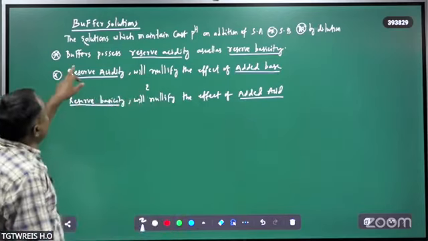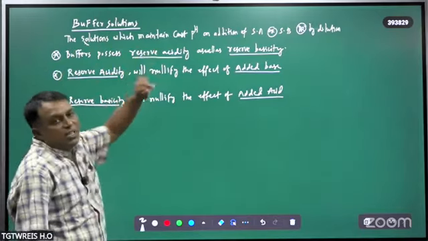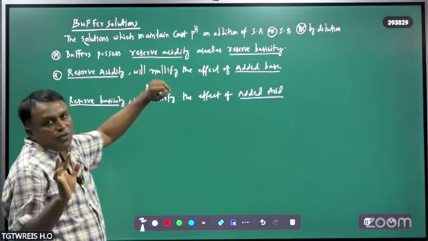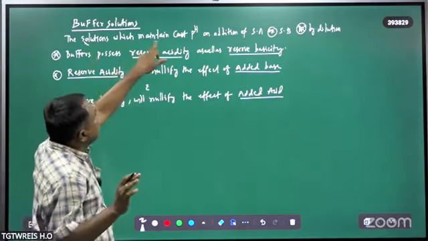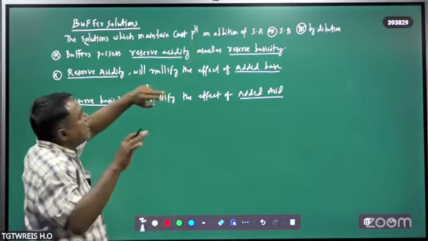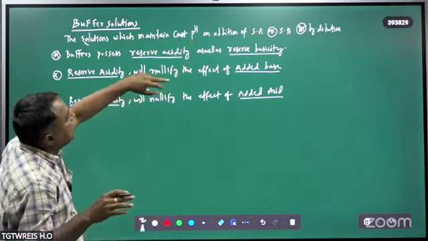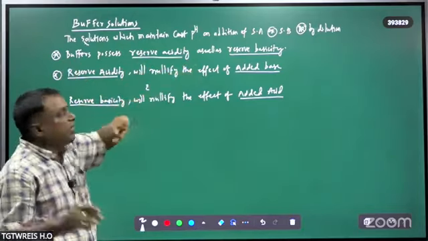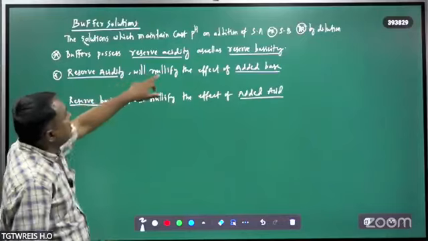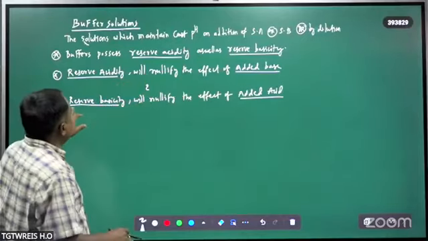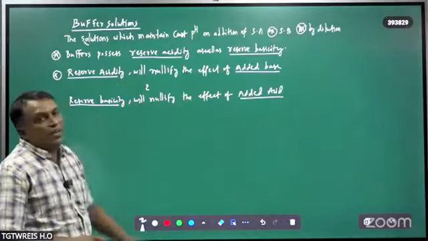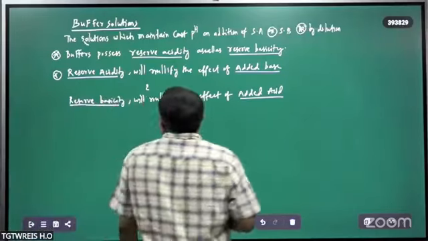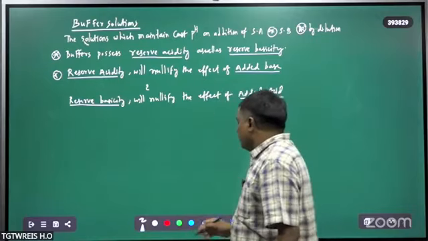That's why buffers generally maintain the pH of the solution. Buffer solutions maintain the constant pH on adding acid or base or water, because they possess a reserve acidity as well as reserve basicity. Reserve acidity will nullify the effect of added base. Reserve basicity will nullify the effect of added acid. So this is the major important character of the buffer solution.